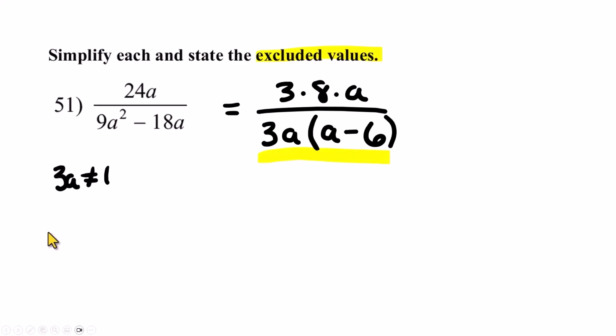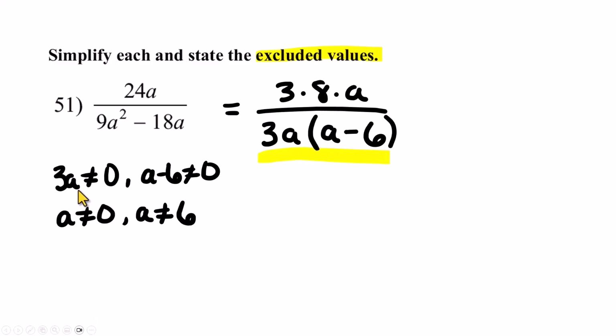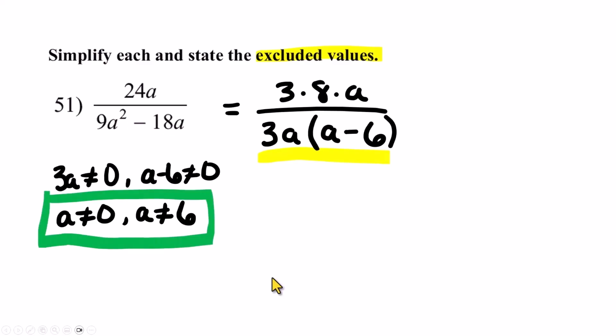Excluded values mean nothing can equal 0 in the denominator, so 3a can't equal 0, and a minus 6 can't equal 0, because if either one of them did, we get the 0 in the denominator, and, planets collide. So I know that if 3a can't be 0, then a can't equal 0 itself, because 0 times 3 is the only way that turns into a 0. And this one, just solve it. Add 6 to both sides, and we say a can't equal 6. So you're already done with that excluded value part before you do any more work. Isn't that sweet? You don't have to go back and do it. Just get it done right away.